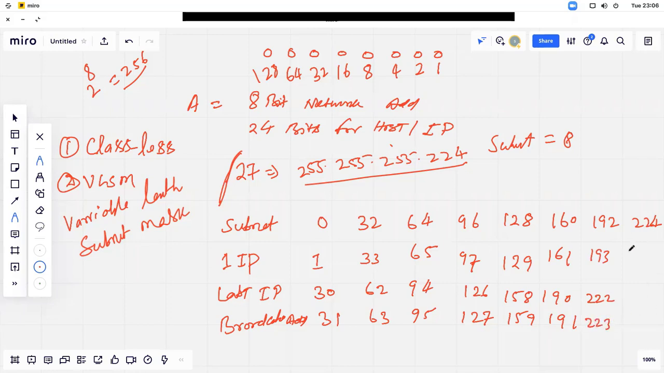First IP will be 225. Last IP will be 254 and the broadcast IP will be 255. So now we can see that we have the total number of subnets equal to 8. So we have written 8 subnets or 8 networks: 0, 32, 64, 96, 128, 160, 192, 224, and each has the same size.